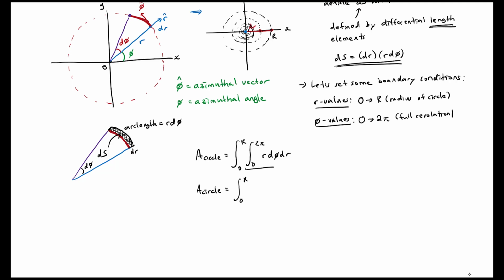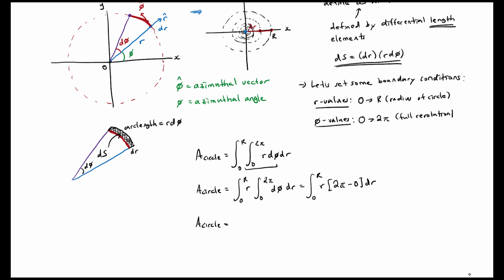So I need to solve the inside first. It's R d phi dr. I know that R is a constant because I'm only integrating with respect to phi, so I take out the R, and that means I'm left with 0 to 2 pi of d phi dr. That gives me the integral from 0 to capital R of R times (2 pi minus 0) dr.